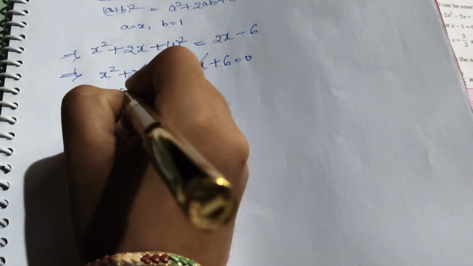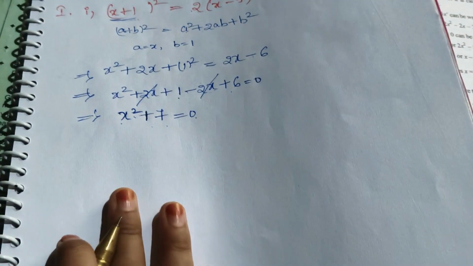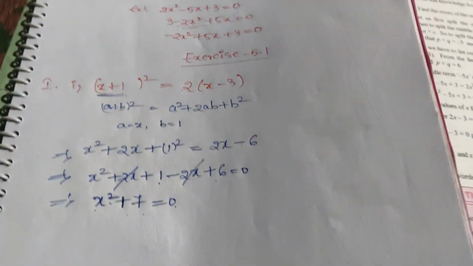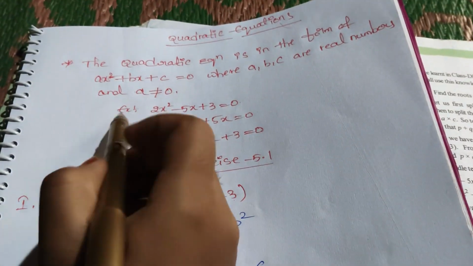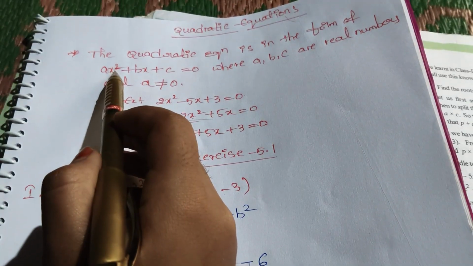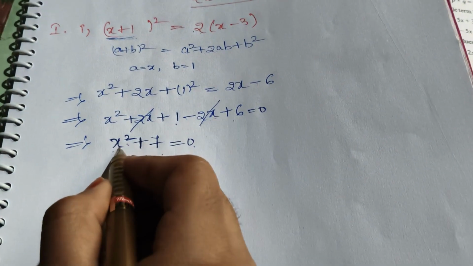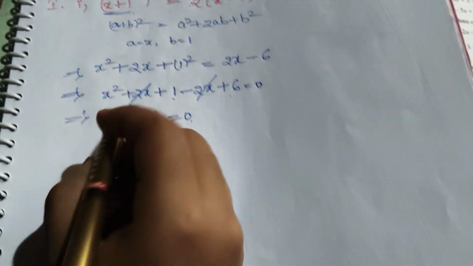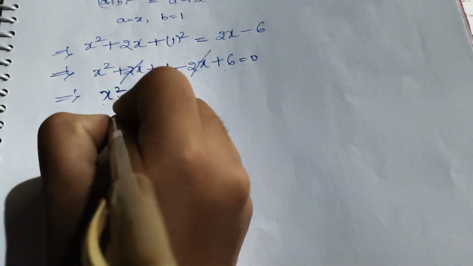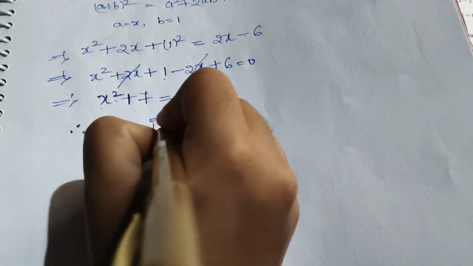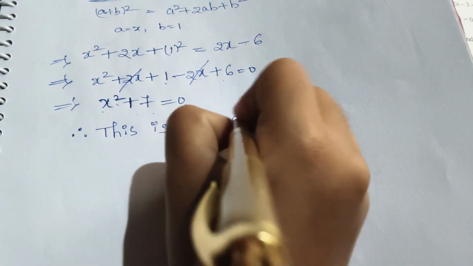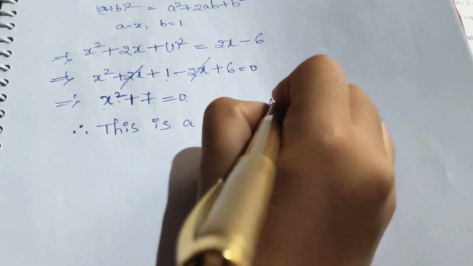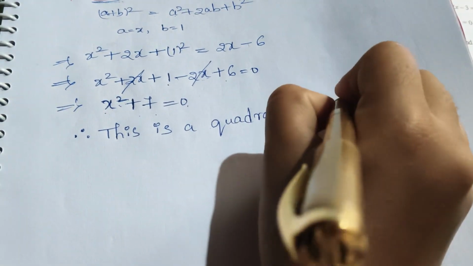Now is it a quadratic equation or not? We have to check. What we discussed in the previous definition is that a quadratic equation must contain the power 2. Here we got the power 2 only. So this is a quadratic equation.